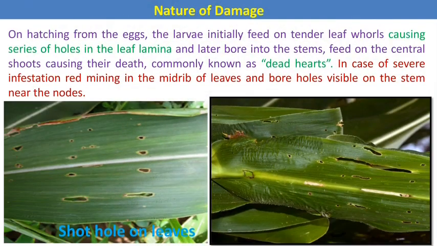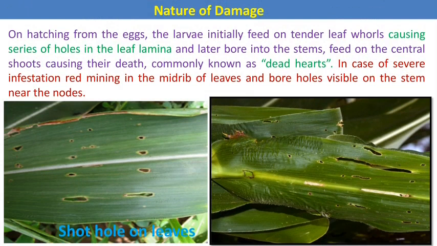Then how this stem borer is actually feeding in a field condition. Here the damaging stage of this pest is the caterpillar. After hatching from the eggs, at the initial stage, the caterpillar feeds on the tender leaf folds, causing a series of holes in the leaf lamina.